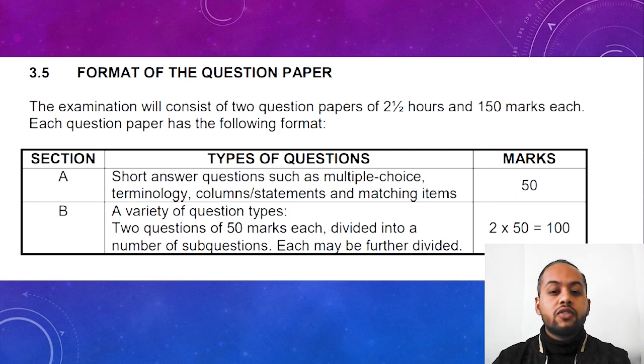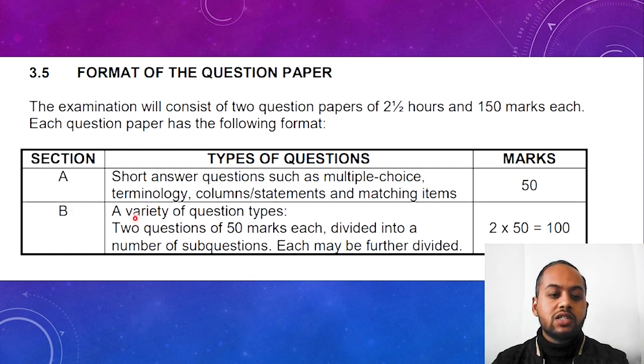So if we have a look at the format of your question paper, firstly it will comprise of section A. Section A will have your short answer questions such as multiple choice, terminology, columns, statements, and matching items, and that comes to a grand total of 50 marks. So 50 marks is allocated to section A only. You will notice that the format of your question paper for grade 12 is exactly the same as the format of your question paper which you followed in grade 11 as well as grade 10.